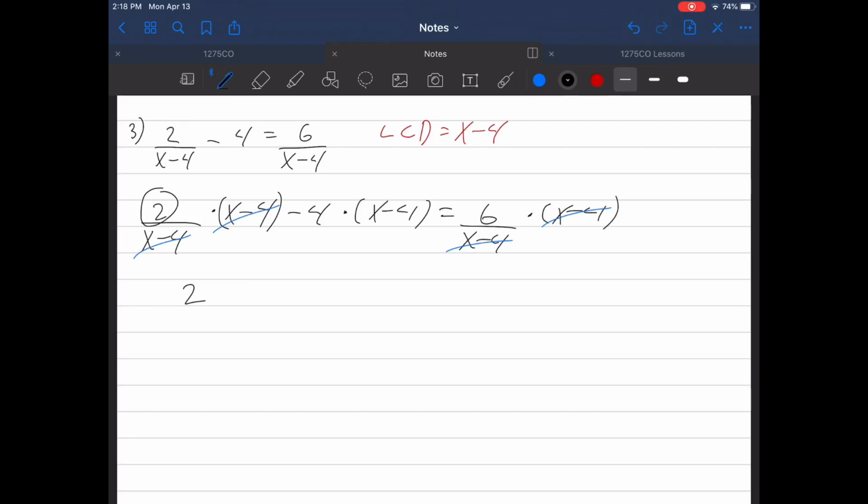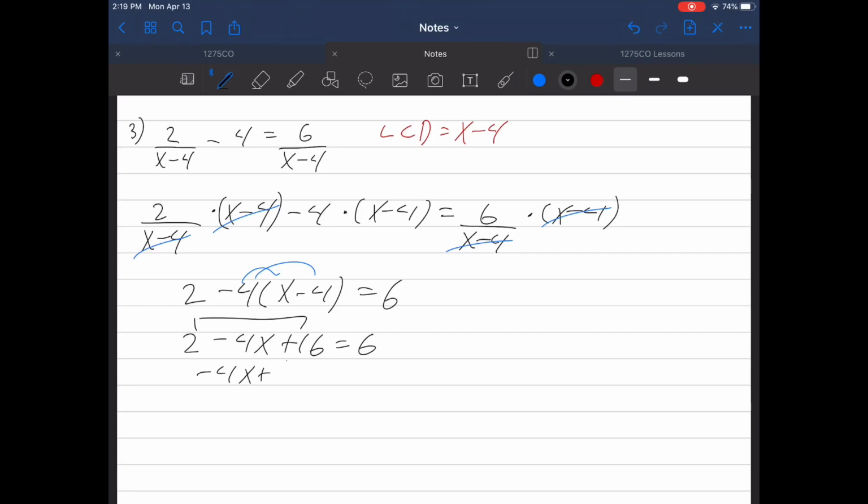So 2 times, not times, that's the only thing left is a 2. So 2 minus 4, which is multiplied by x minus 4, equals 6. And again, the x minus 4 is canceled out, so there's nothing left to multiply there. Negative 4 is going to distribute to get 2 minus 4x plus 16. And then we can solve this equation first by combining like terms. Negative 4x plus 18 is equal to 6.